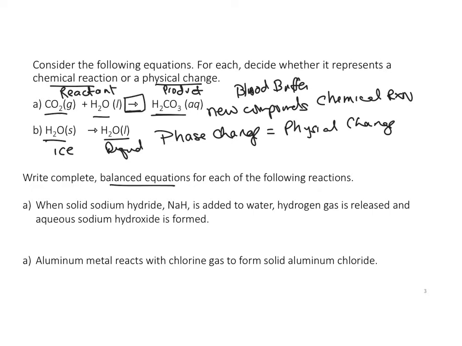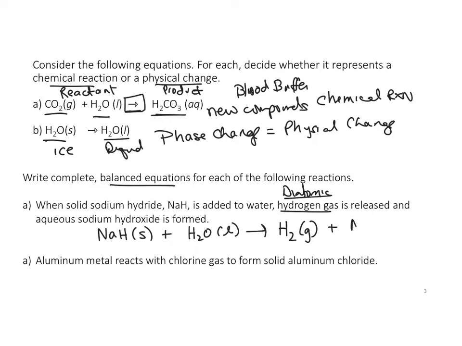Okay, so it says write complete balanced equations for each of the following. Okay, so solid sodium hydride, and we put the parentheses S for solid, is added to water. We'll make that a liquid, L. Hydrogen gas is released, okay, so H2 gas. And when you're using these elements here, you got to think about your diatomics. When they talk about hydrogen gas, hydrogen is one of the 7 diatomics. Released, and aqueous sodium hydroxide is formed.